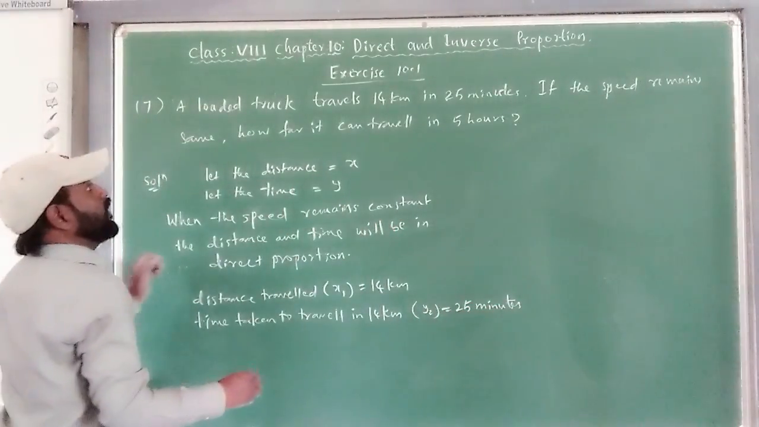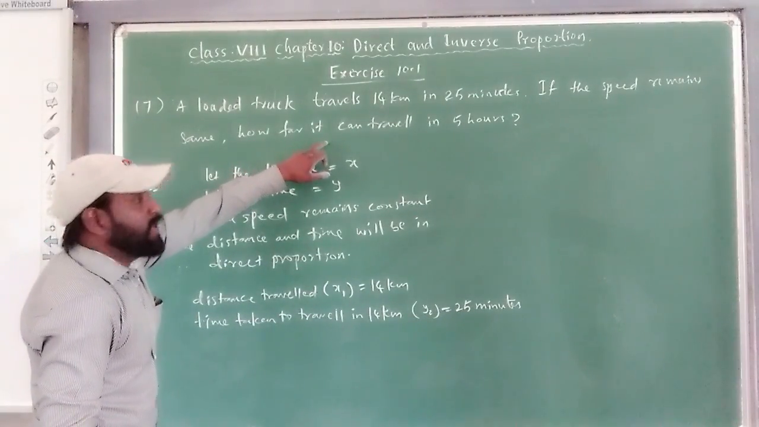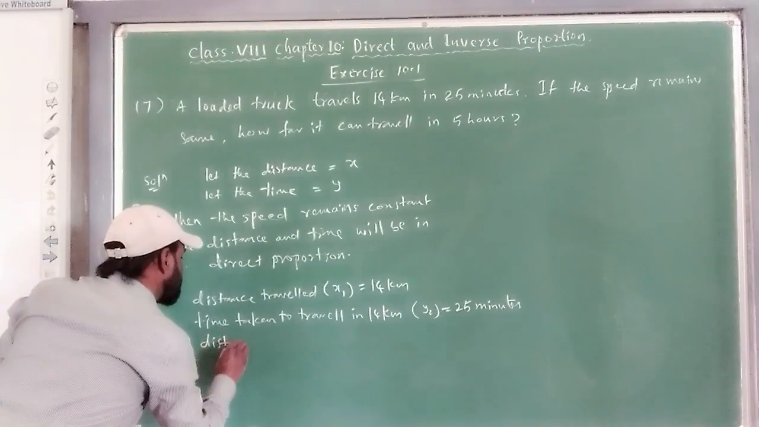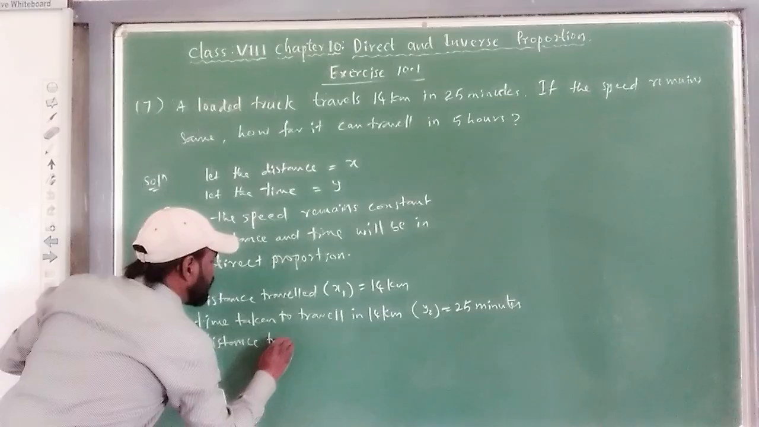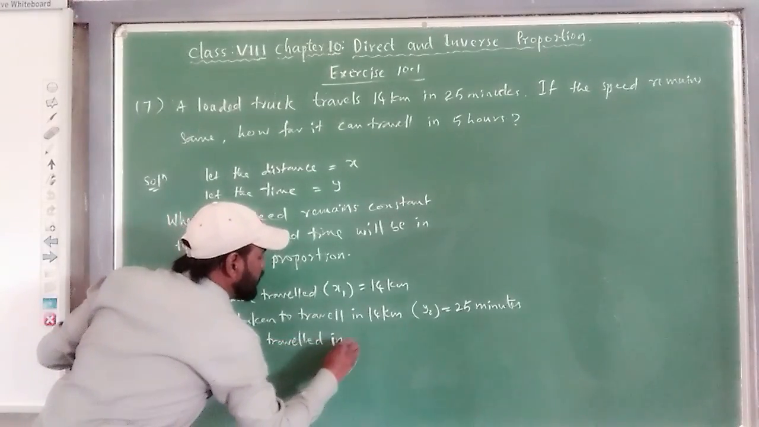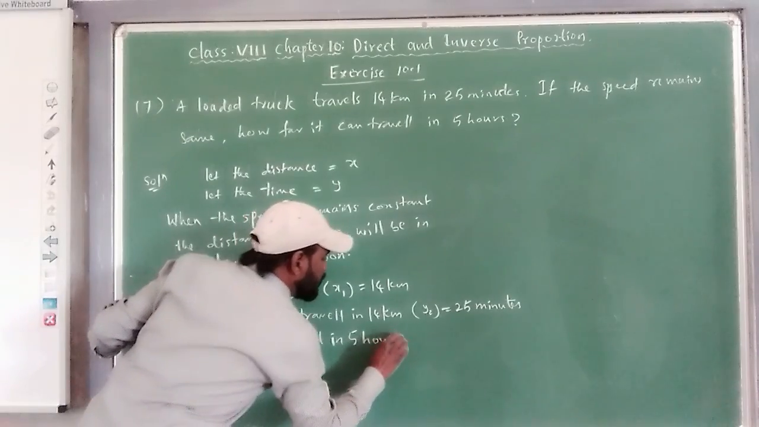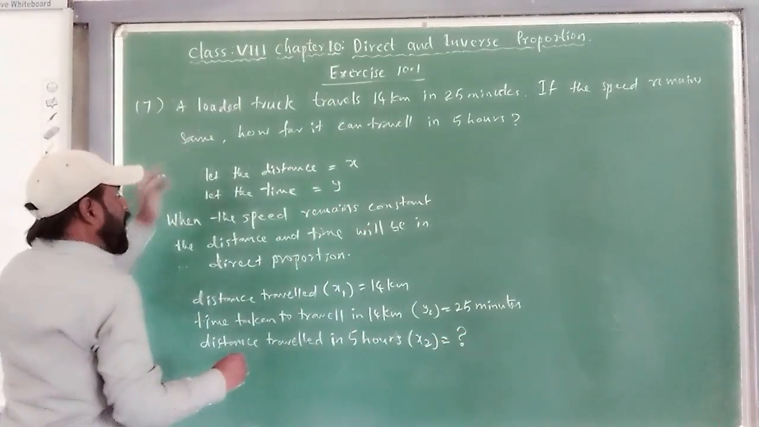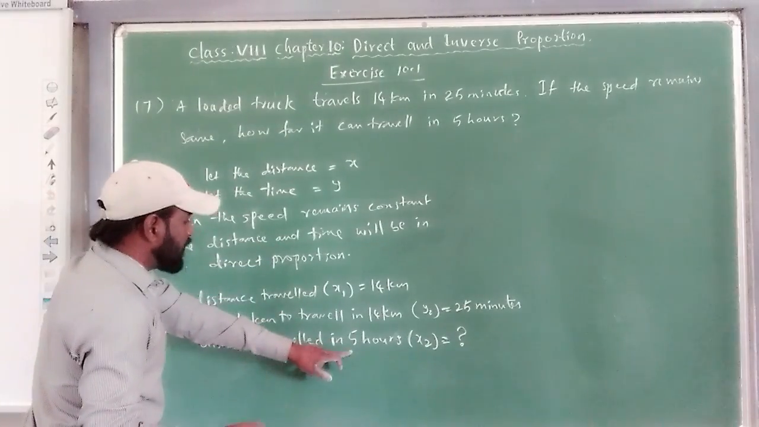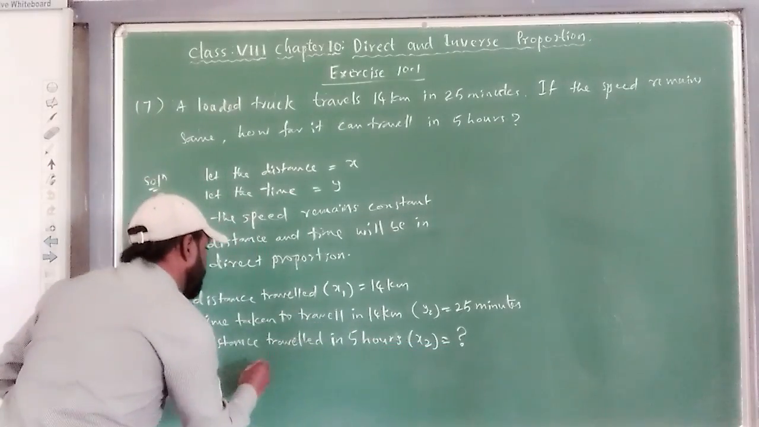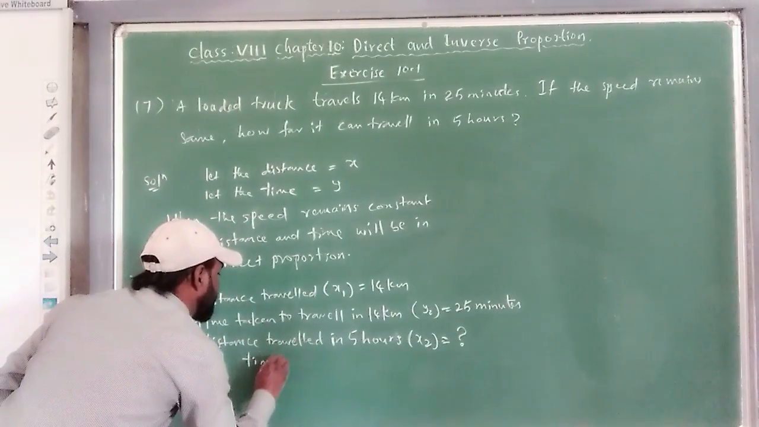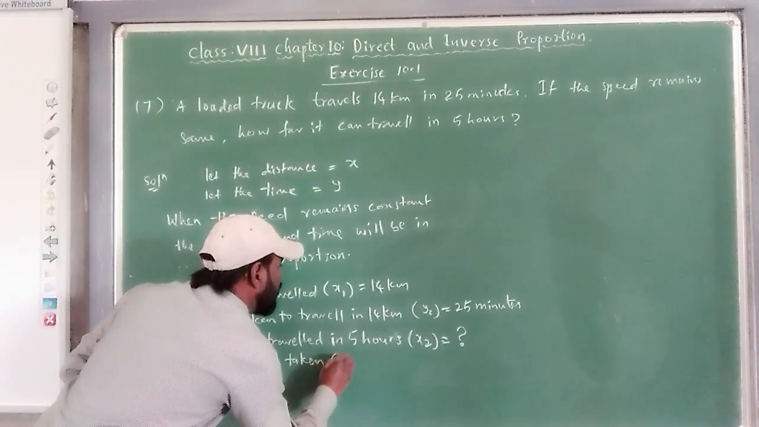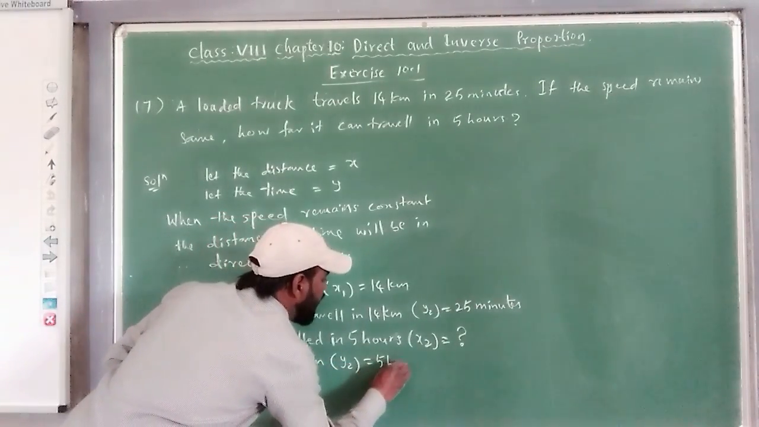Okay. Now time is given, 5 hours. Distance traveled in 5 hours we have to find, right? In 5 hours. That is what we need to find actually. So that x2 value is a question mark now. How much time is taken? 5 hours. In 5 hours, how much distance traveled we are going to find out. So to find this distance, how much time is taken? 5 hours. Time taken, that is y2.